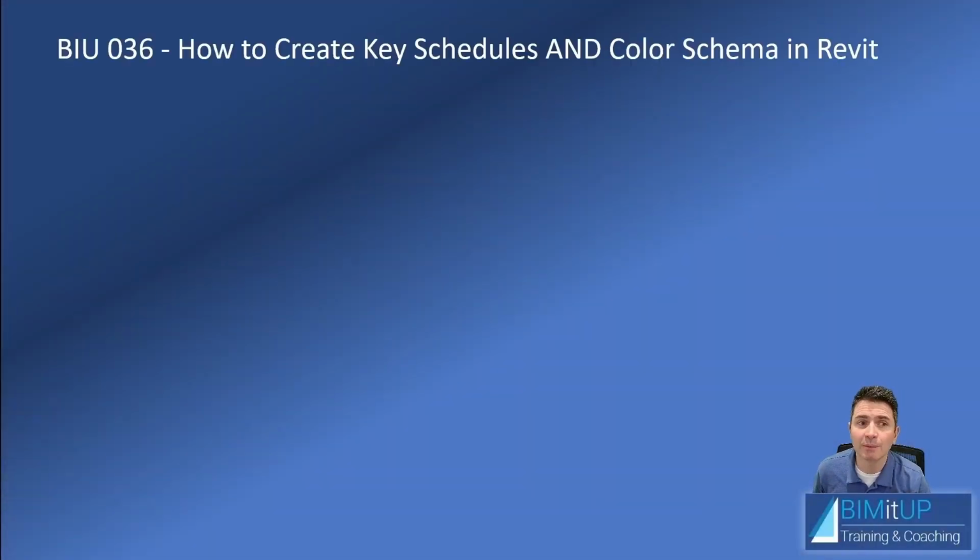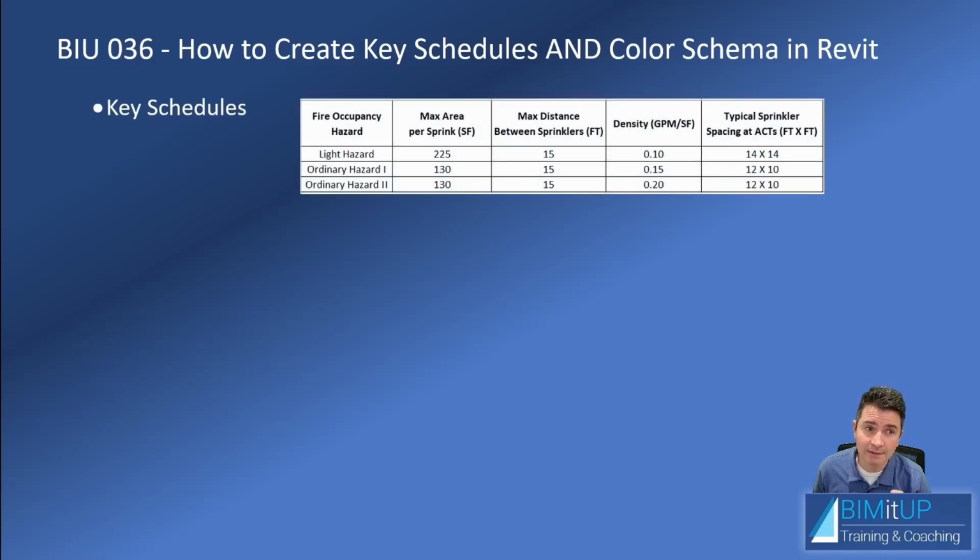Today we're going to continue with how to create Revit schedules, and I'm going to introduce you to color schemas in Revit. First, we're going to start with a key schedule. In this case, we're going to go with a fire occupancy hazard schedule. Based on the occupancy hazard from NFPA 13, you're going to be able to define several other parameters that are going to remain the same if the occupancy hazard is the same. And then we're going to use that in a room schedule or a space schedule if you want to be technically correct. Then we're going to jump into color schemas.